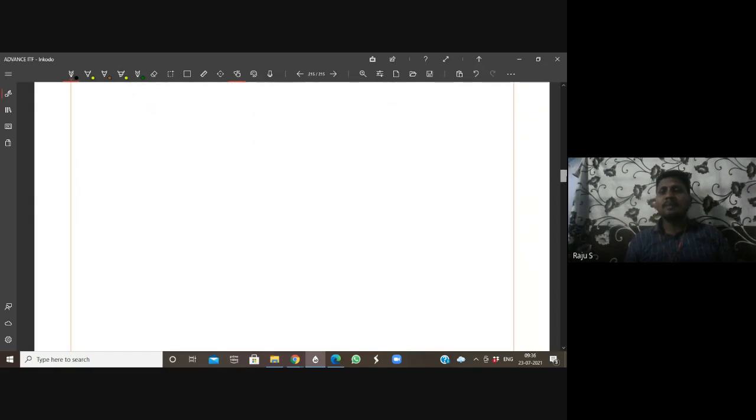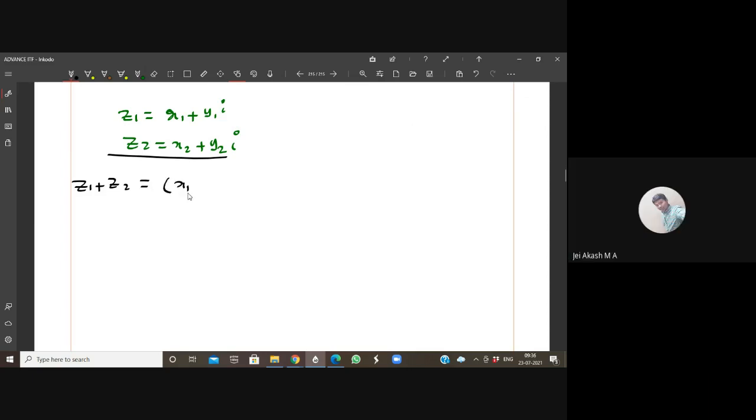Okay. Sometimes addition will be there, subtraction will be there. For example, z1 is equal to x1 plus y1 into iota, and z2, the second complex number, I'm taking as x2 plus y2 iota. I want to add these two. What is z1 plus z2? The sum of the two complex numbers: x1 plus x2, plus y1 plus y2, into iota.